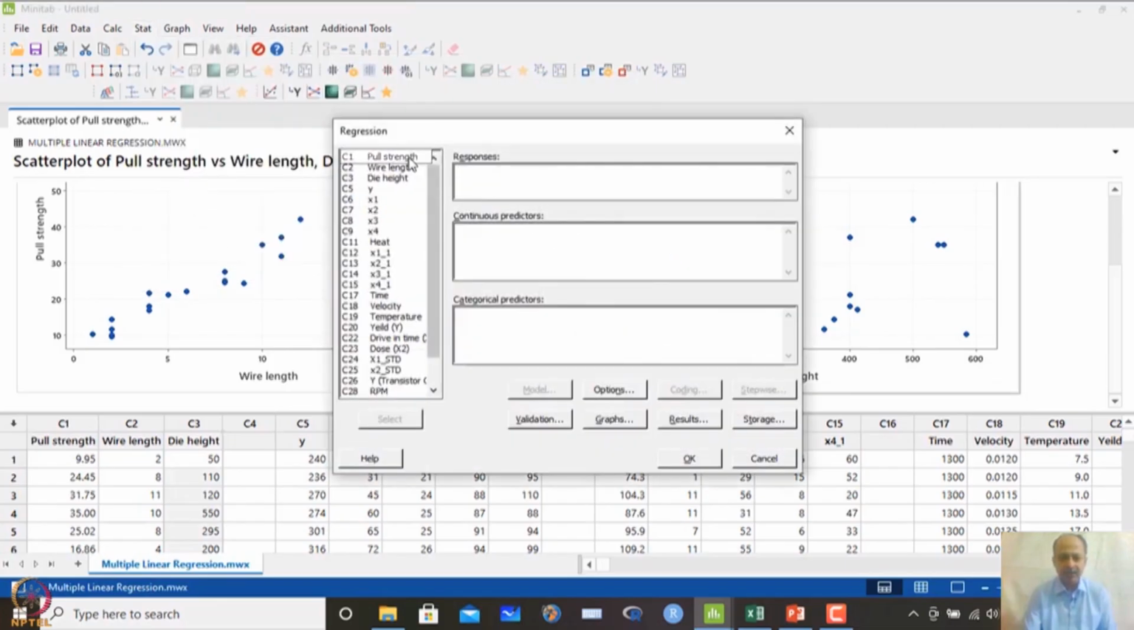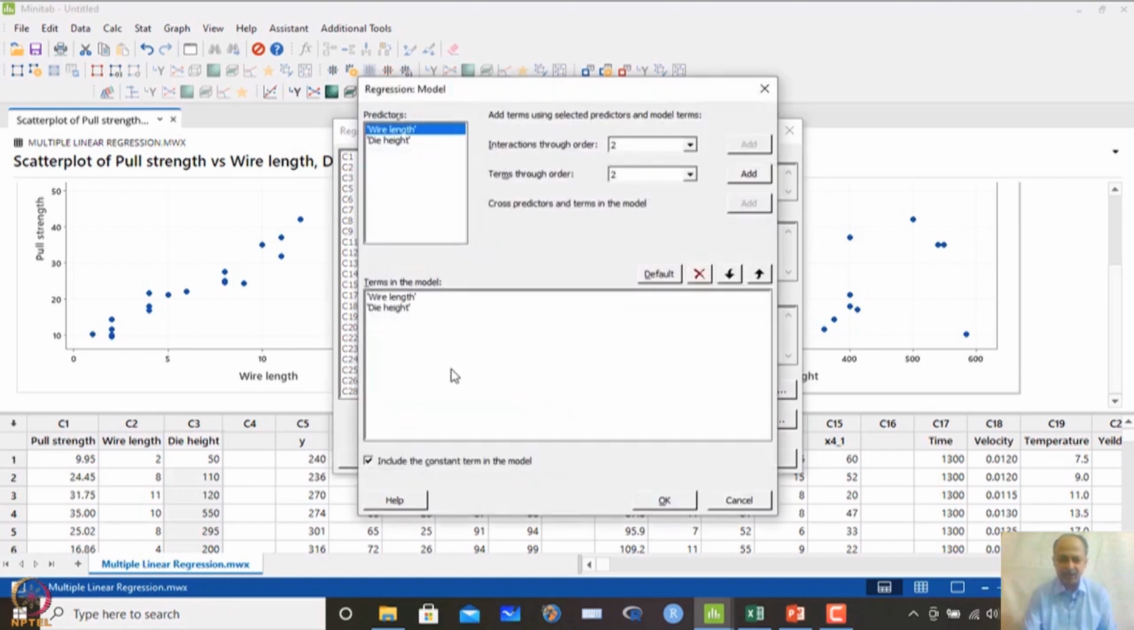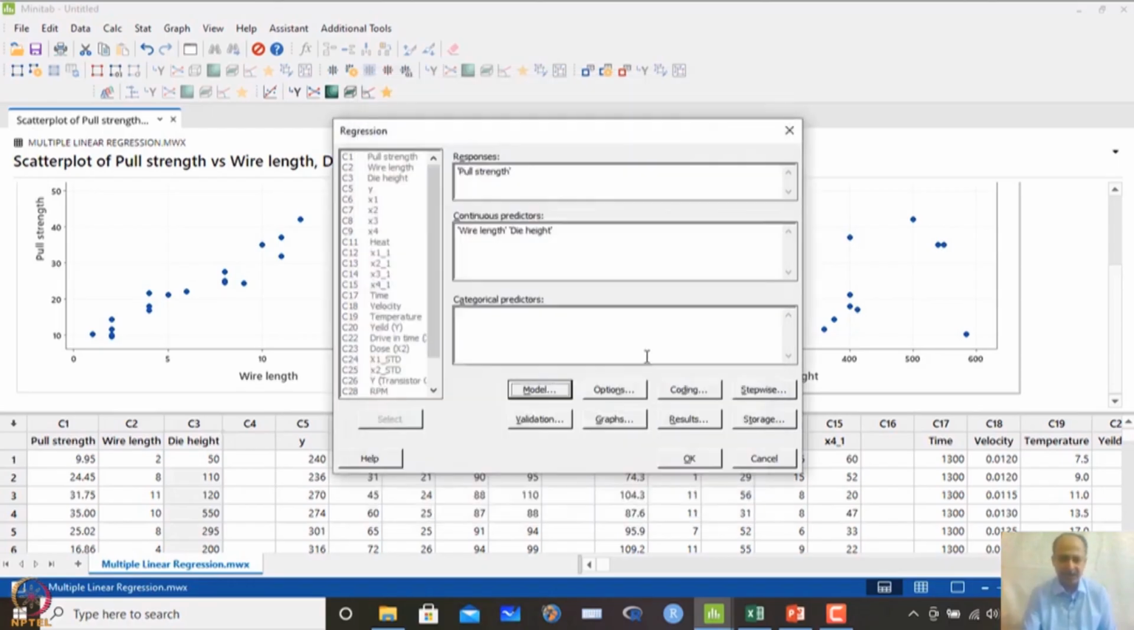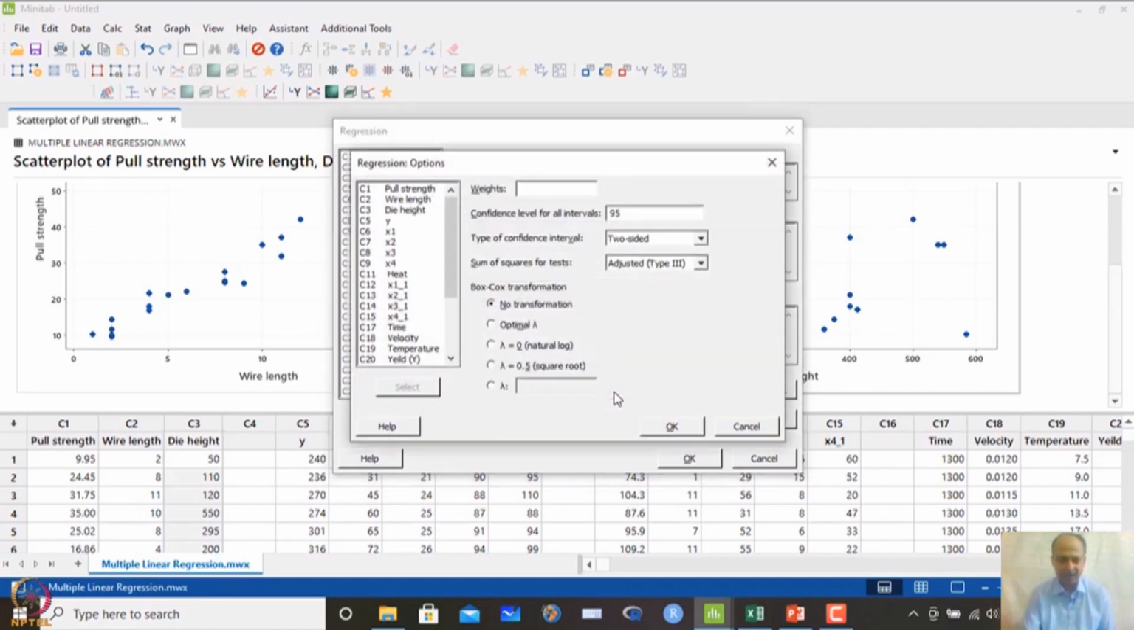What we will do is that we will take pull strength as the response variable, and the continuous predictors, die height and wire length, are placed over here. And in the model we will include the constant term, that means beta 0 has to be included, that we have considered. Other things we are not changing over here. Terms we can add, but we are not adding terms over here.